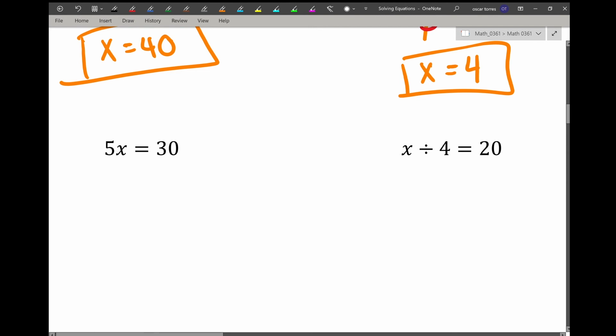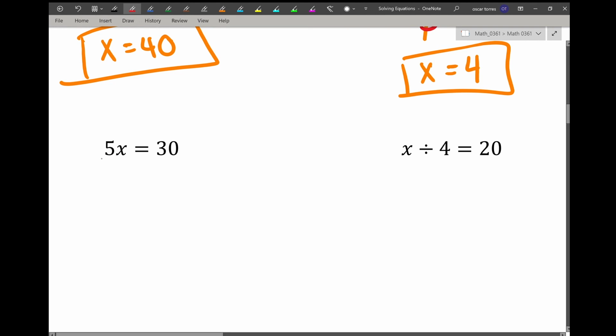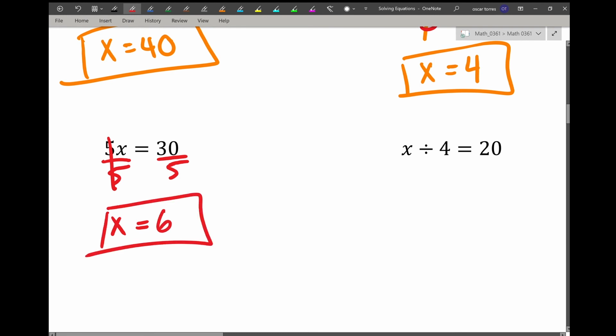So if we ask ourselves what's going on with x, the x is being multiplied by 5. So what's the opposite of that? The opposite of multiplying by 5 is dividing by 5. So we take both sides and divide each of the sides by 5. On the left-hand side, the 5's are going to cross out and it'll leave me with x. On the right-hand side, we get 30 divided by 5, which ends up giving me 6. And 6 is the final answer.